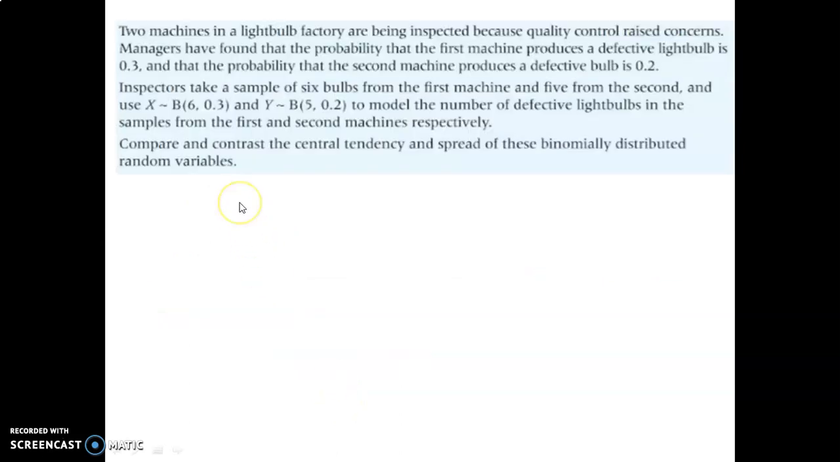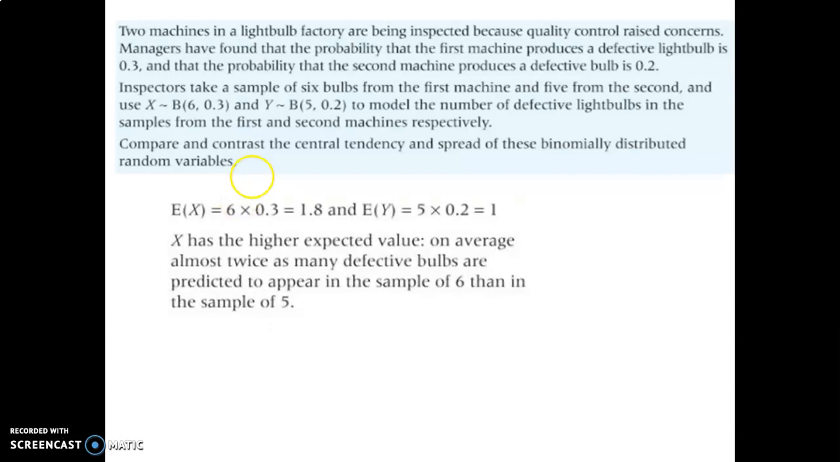Okay, read this longer problem here. Let's see if we can figure it out. Okay, first of all, expected values. So expected value for the one machine and expected value for the other machine. And we can say that on average, almost twice as many defective bulbs are predicted to appear in a sample of 6 than in a sample of 5. So this one we can see, yeah, the average is almost double that average, and that's the conclusion we can make there.